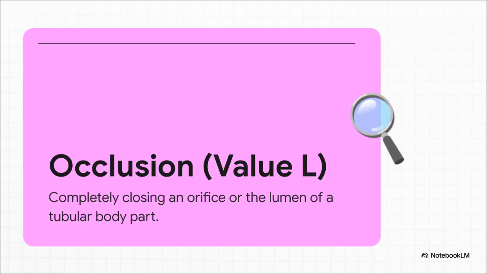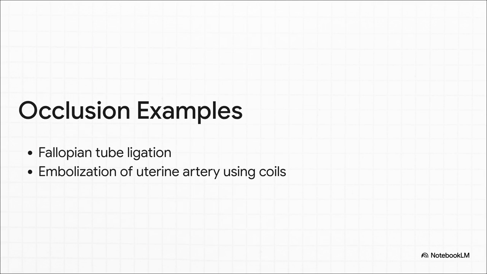On the flip side, we have occlusion, which uses the character value L. This means we are completely blocking the passage. There is zero flow happening after an occlusion. The primary clinical objective here is total, complete closure. So, whether a surgeon is doing a fallopian tube ligation to permanently prevent a pregnancy, or maybe an interventional radiologist is using embolization coils on a uterine artery to stop a hemorrhage, the intent is total blockage. Both of those clinical scenarios code straight to occlusion because the passage is completely closed off.